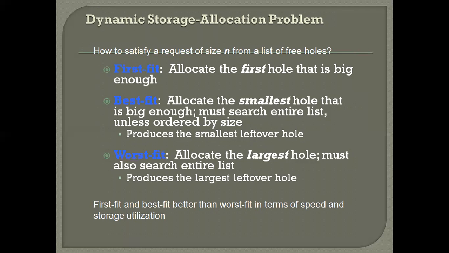In best fit, it allocates the smallest hole that is big enough. We must search the entire list unless the list is ordered by size, and this strategy produces the smallest leftover hole. In worst fit, it allocates the largest hole. We must search the entire list unless it is sorted by size, and this strategy produces the largest leftover hole, which may be more useful than the smaller leftover hole from a best fit approach. So first fit and best fit are better than worst fit in terms of speed and storage utilization.